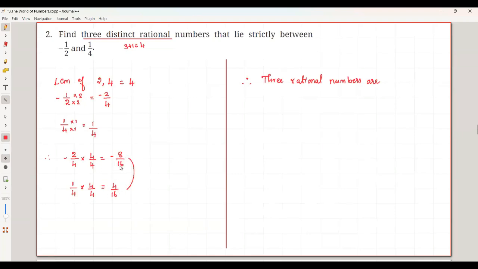Minus 8 by 16 we should not take. So the next ones are minus 7 by 16, minus 5 by 16, minus 4 by 16. That also we can write. But I think we can go with only positive, right? So I'm just writing only positive. 1 by 16, next 2 by 16, next 3 by 16. They ask only 3, so I can just write only 3. Okay, make the denominator the same, then multiply with n plus 1.